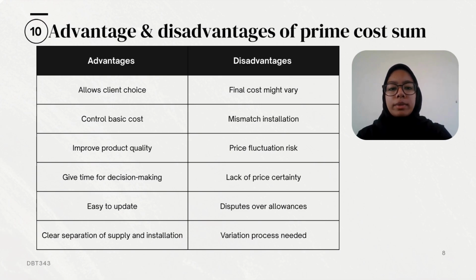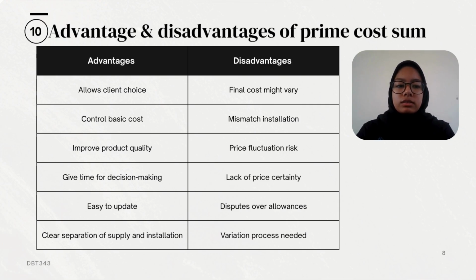Fifth, easy to update. The contractor can adjust when the actual product is selected through variation orders. Sixth, clear separation of supply and installation. It helps in organizing scope between supplier and contractor. And for disadvantages, first, final cost might vary. If the item chosen costs more than the provisional sum, the client must pay the difference. Second, mismatched installation. The contractor might face delays or difficulties if items selected are hard to install or arrive late.